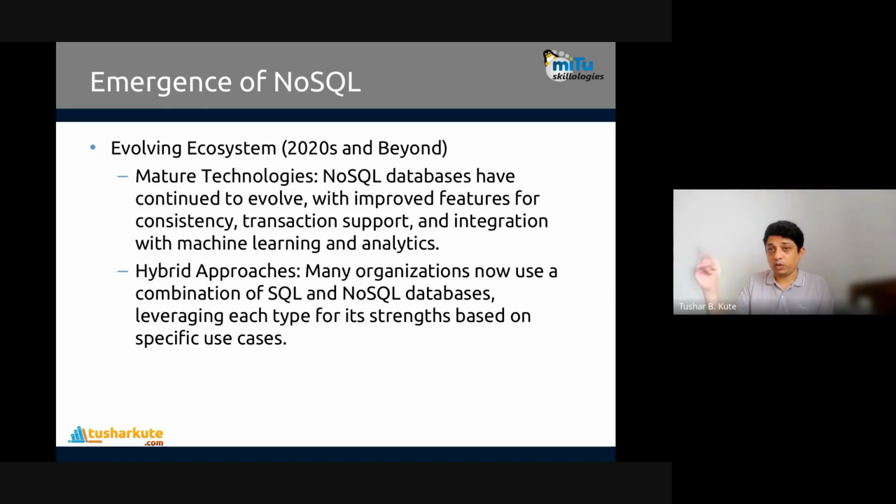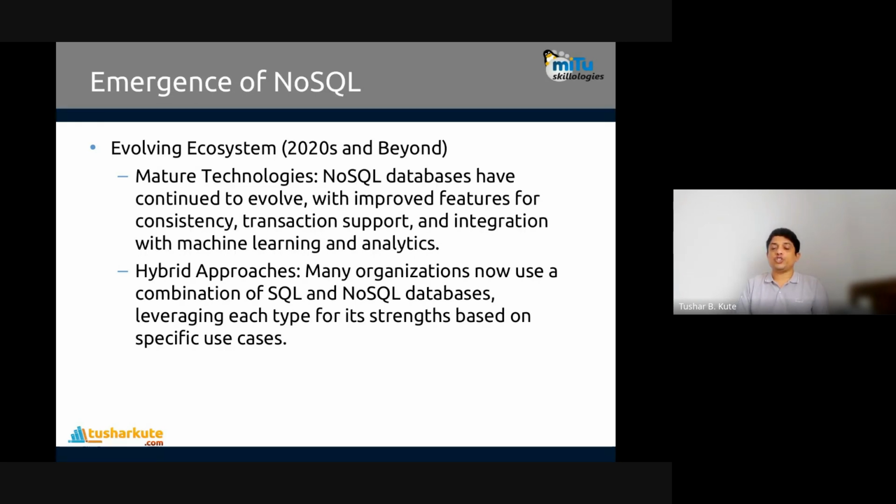Today, 2020 onwards. Secondly, there are many companies now using hybrid approaches where we have simplicity in design and usage in SQL. When a requirement is perfectly satisfied by SQL, then SQL is used. If not, then NoSQL is used.